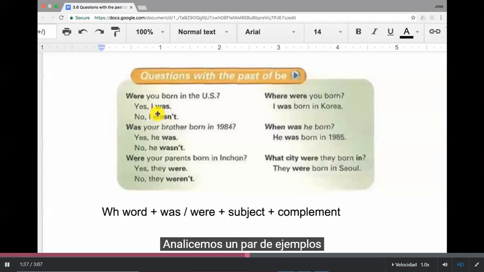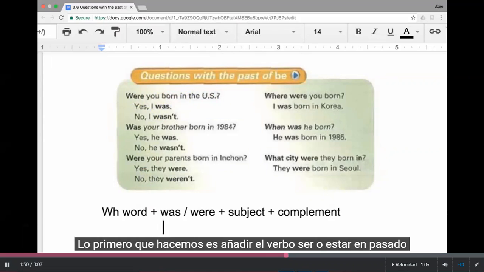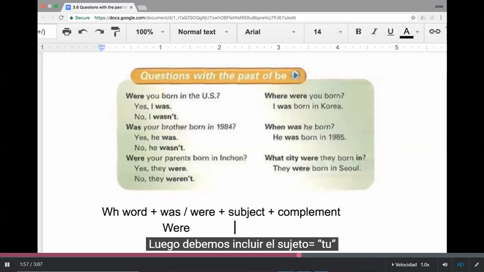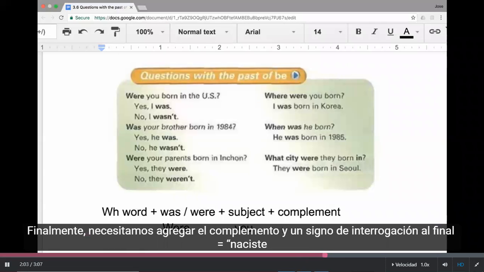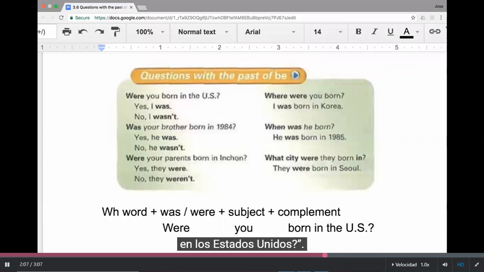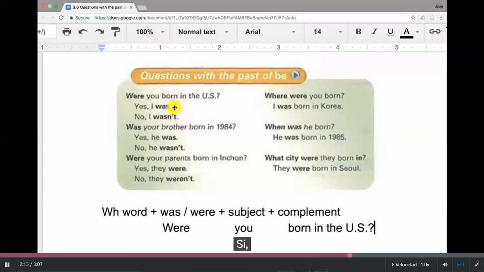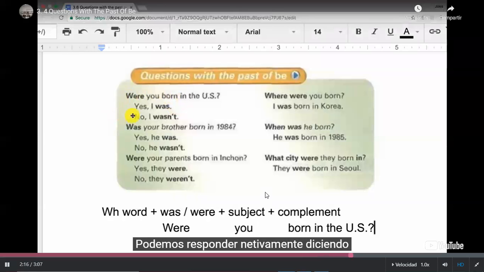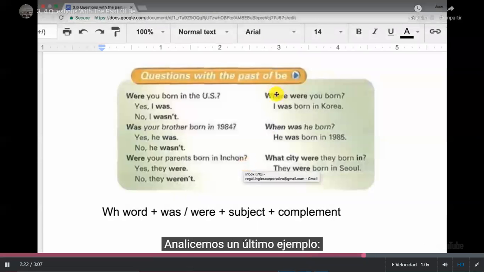Let's analyze a couple of examples. Were you born in the U.S.? In this case, this is a yes or no question, so we don't add a WH word. The first thing we do is add the verb to be in the past, were. Next, we need to include the subject, you. Finally, we need to add the complement and a question mark at the end. Born in the U.S. To answer this type of question, we can answer positively by saying, yes, I was, or negatively by saying, no, I wasn't. Let's analyze one last example.